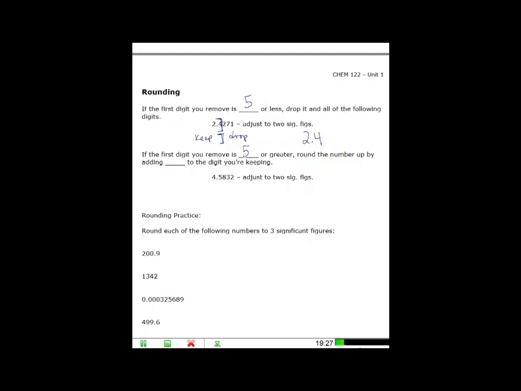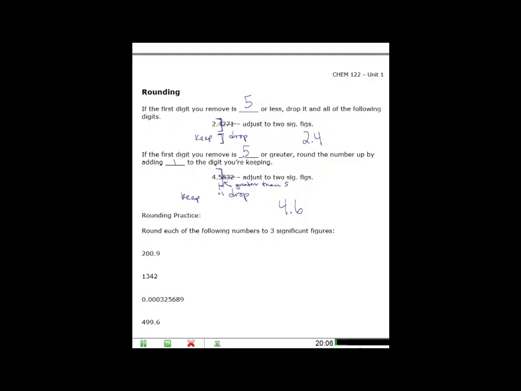Now, if the first digit you remove is 5 or greater, round the number up by adding 1 to the digit you're keeping. So if I want to adjust this number to 2 significant figures, I'm going to put my little bracket here. To the left are the digits I want to keep, and to the right are the digits I want to drop. So this 8 is definitely greater than 5. So what I'm going to do is add 1 to this number 5 and drop everything else. So 4.6 is the correct answer. And then I'll drop these.